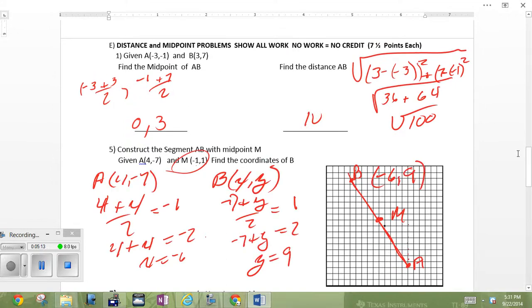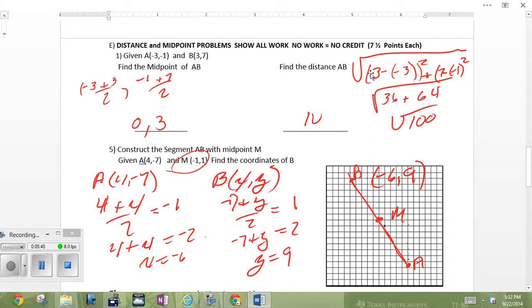Distance and midpoint. You should know the midpoint formula. That's exactly all this was. X1 plus X2 over 2. A lot of you didn't know the right formula. Write the formula down. Negative 3 plus 3 over 2. That's 0 over 2, which is 0. Negative 1 plus 7. Use your calculators if you forget the signed numbers. A lot of you had problems with the signs right there. Negative 1 plus 7 is 6. Divided by 2 is 3.